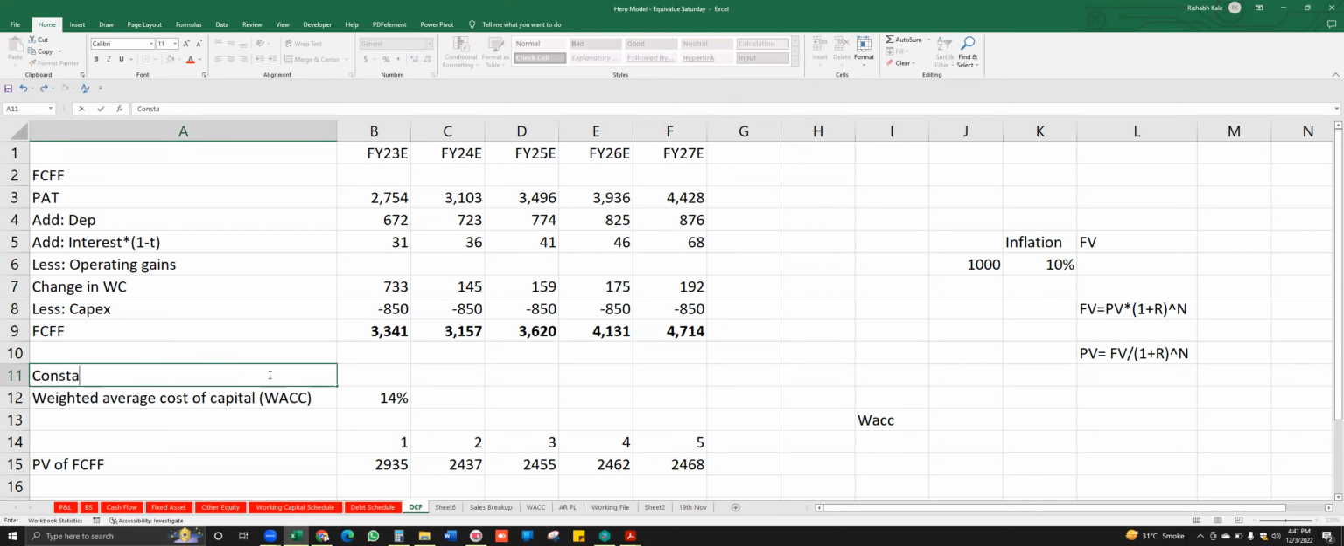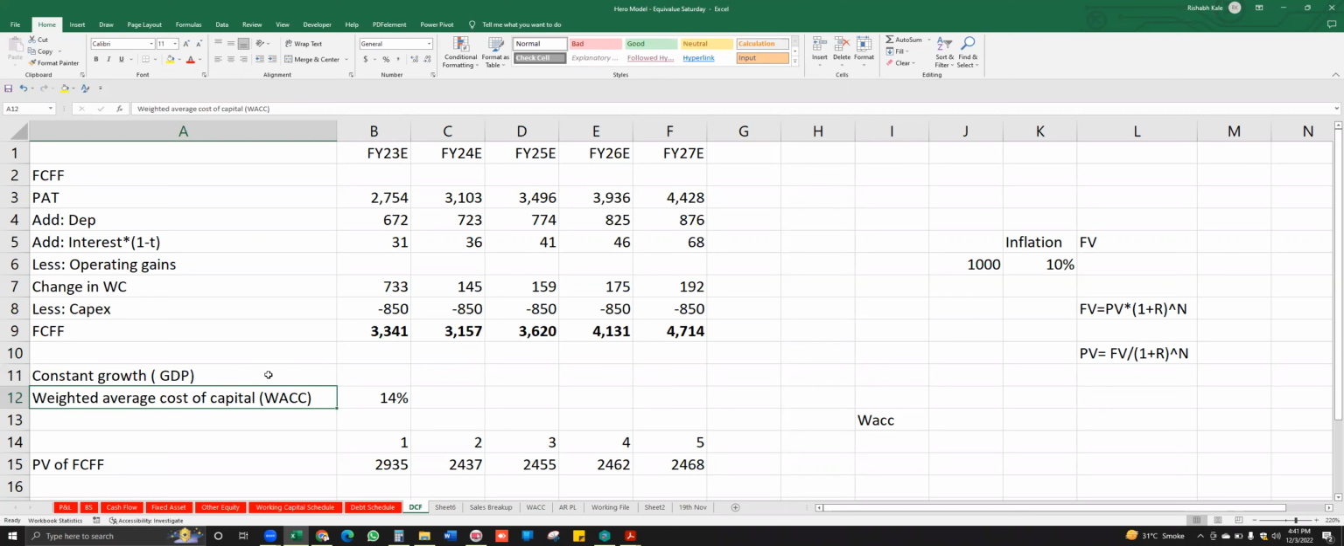Constant growth. A constant growth is what? It can also be set to your GDP growth. Because a company just cannot keep on growing by 10% every year. It has to stabilize at some point in time. Am I right?